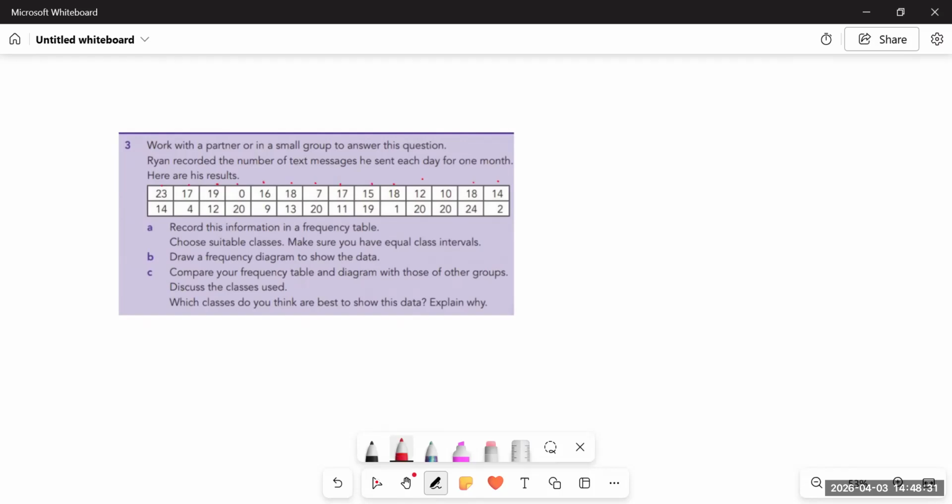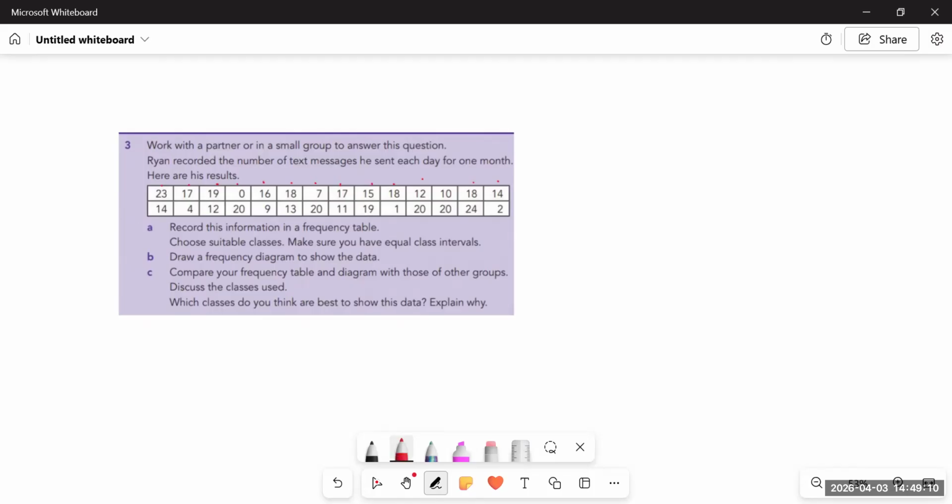It says he recorded the number of text messages he sent each day for 1 month. On the first day, he sent 23 messages to a certain number of people. Then on the second day, he sent 17 messages, then 19 messages, then zero messages. Then on the fourth day, maybe he was sick or due to some reason, he wasn't able to send any messages to any of his friends. And then on the next day, he sent 16 messages, then 18, then 7, 17, 15, 18, and like that. So we have to record this information in a frequency table and we have to choose suitable classes.